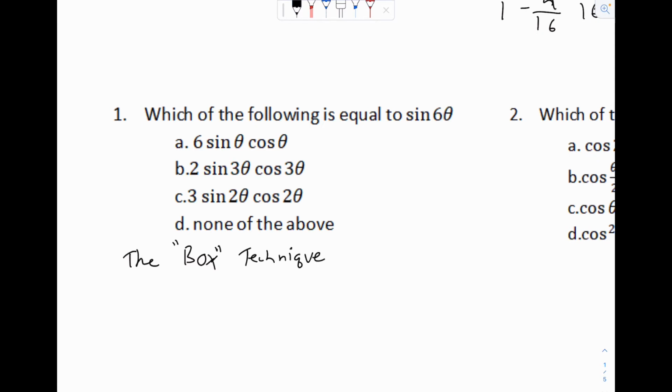To use it, I'm going to use the 2 theta formula, because if you look at all the answer choices, it kind of is pushing you towards the 2 theta formula. Sine of 2 theta is equal to 2 sine theta cosine theta.